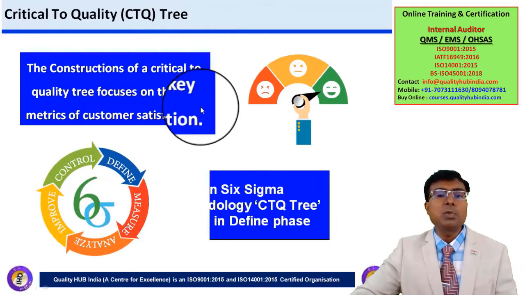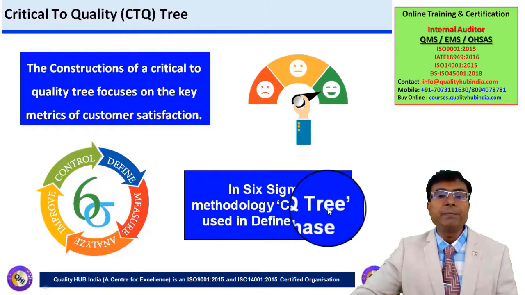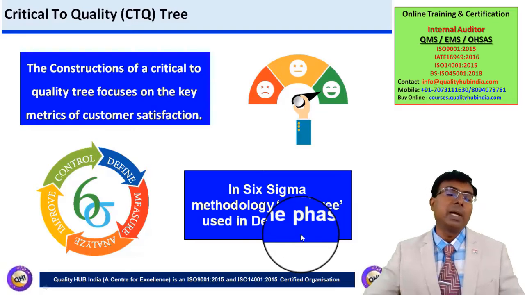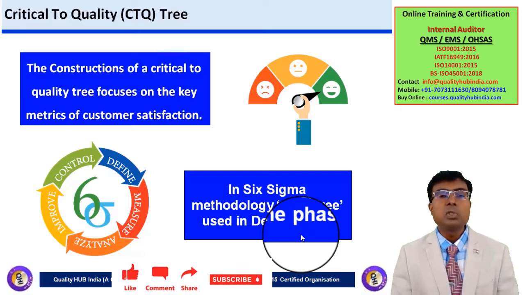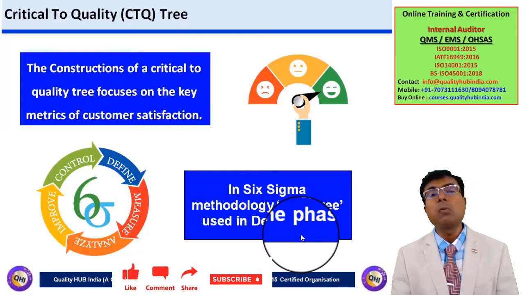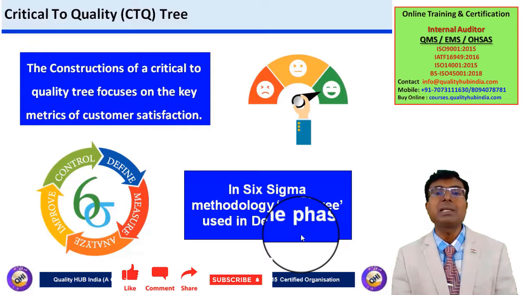And as far as the project application goes, in Six Sigma we use CTQ tree in define phase, because in define phase we define and understand what are the critical customer requirements, which are generally termed key process output variable. So once we define and identify the key performance output variables or Ys, then we proceed forward to identify the critical causes impacting the Ys.